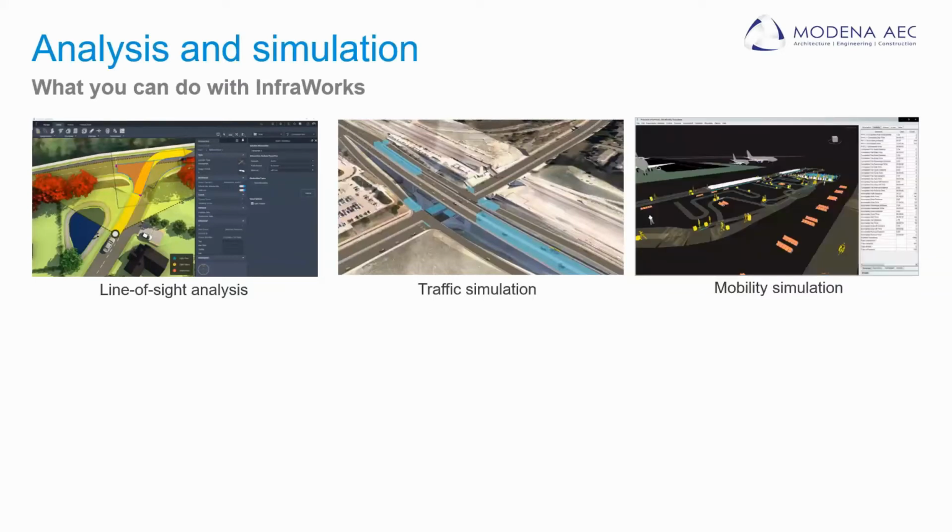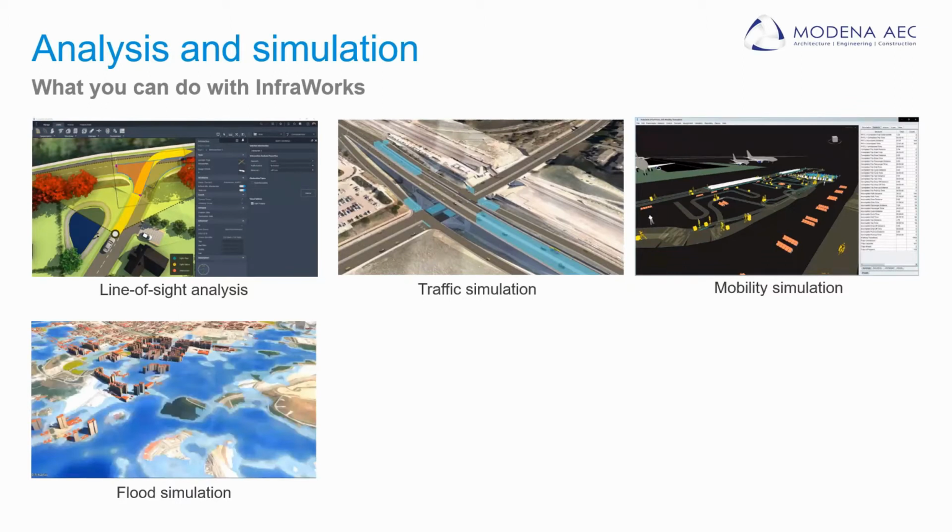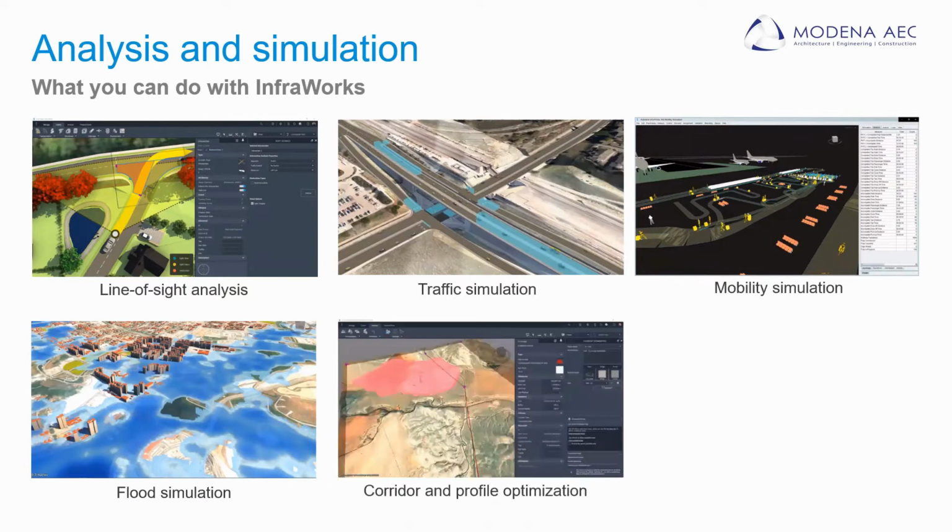We have mobility simulation, where you can animate the movement of people or cars within parkings. Then we have flood simulation. It is as you see there, but mostly used for coastal design projects. Then corridor and profile optimization. This analysis will be processed in the cloud with the input that you put in, and then it will provide feedback to your model, and you can then use this information to optimize your roadway.